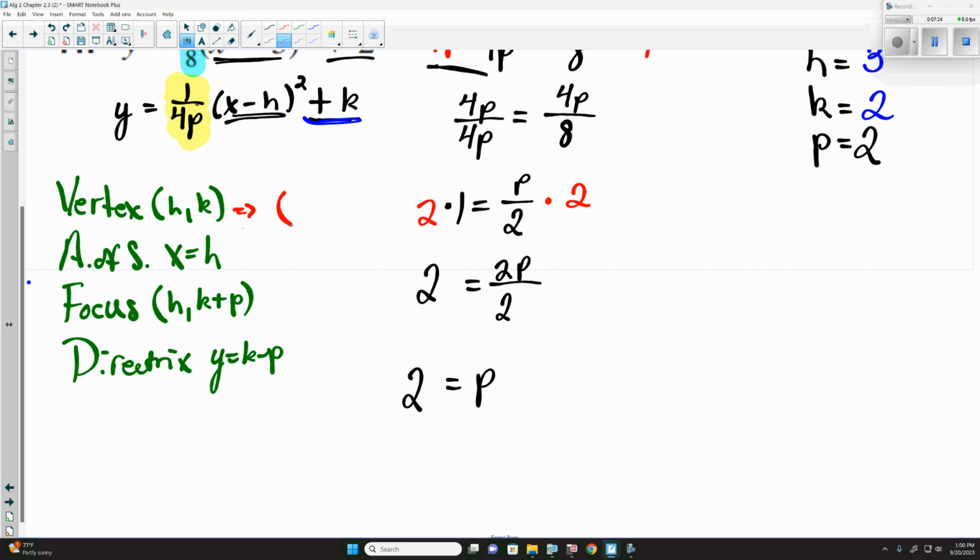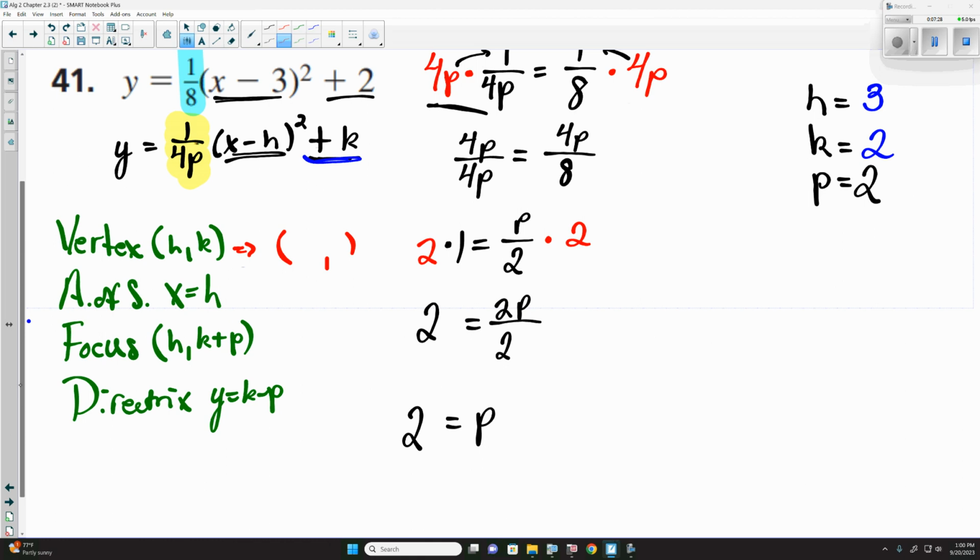Now our vertex was the point h comma k. Looking back at what was given to us, the value of h is 3, and the value of k is told to us to be 2. So the vertex for this parabola is the point 3, 2. Our axis of symmetry, x equals h, will tell us that x is equal to 3.